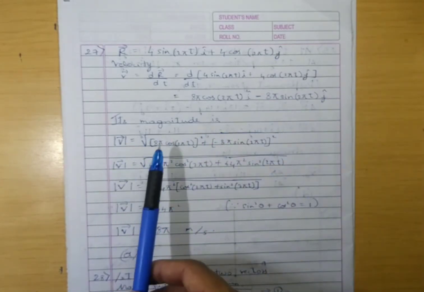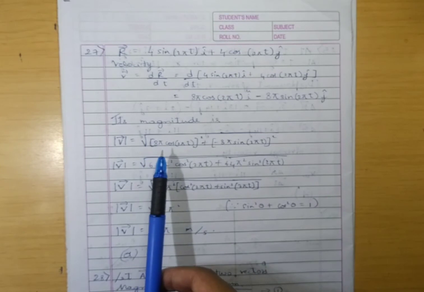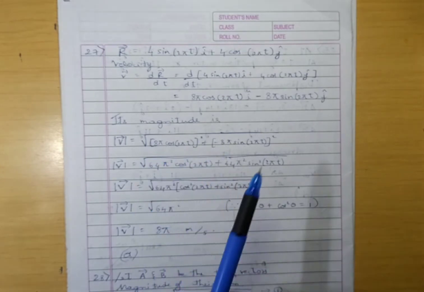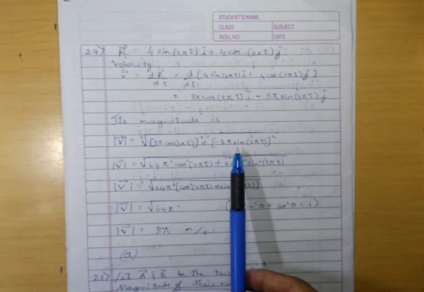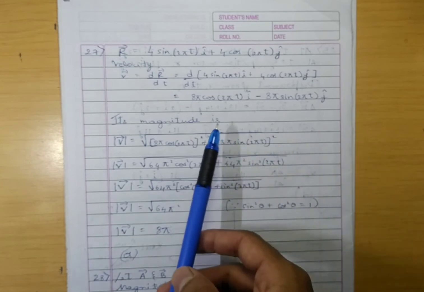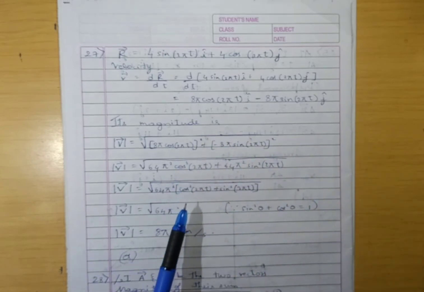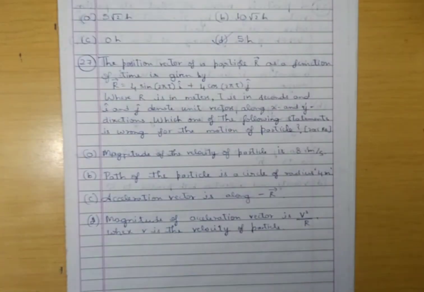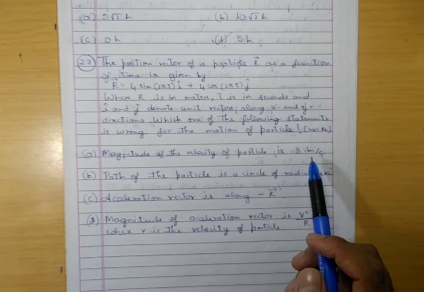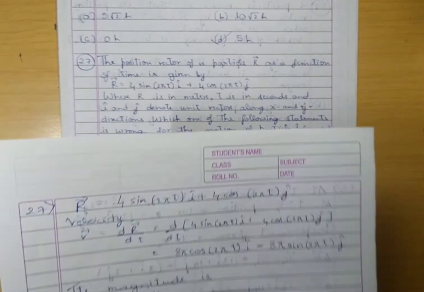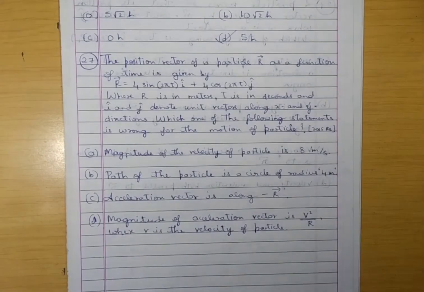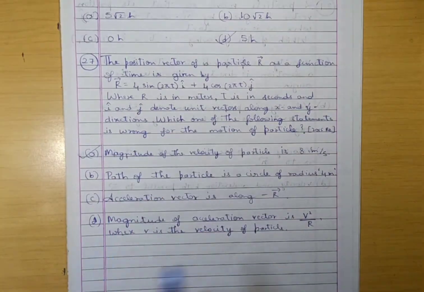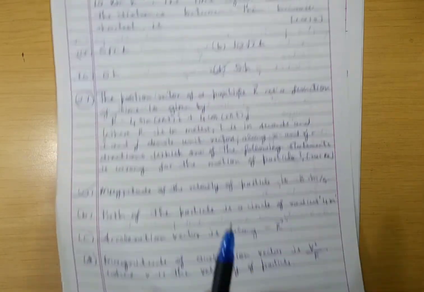Its magnitude is root of a square plus b square, root of 8 omega cos 2 omega t whole square plus minus 8 omega sine 2 omega t whole square. If you solve this, we get root of 64 omega square, that is 8 omega meter per second. Here they have given the velocity is 8 meter per second, but its velocity is 8 omega meter per second. So therefore option A is wrong. Other options may be correct.